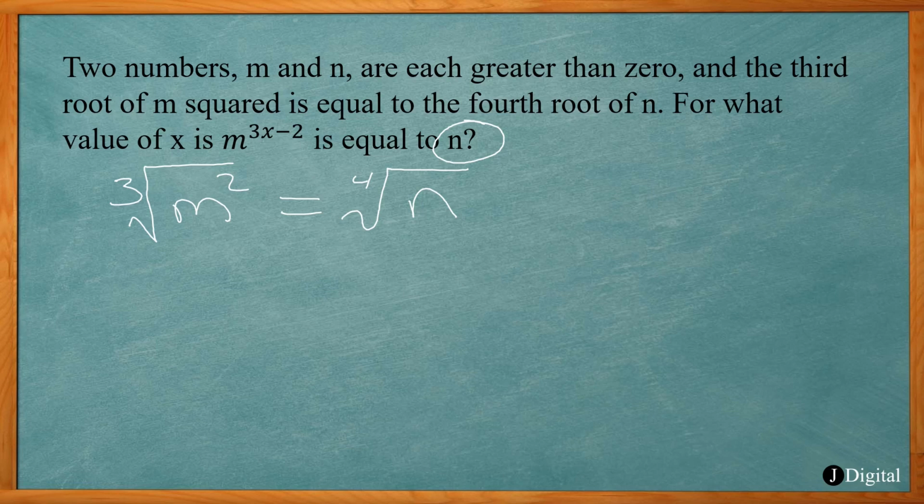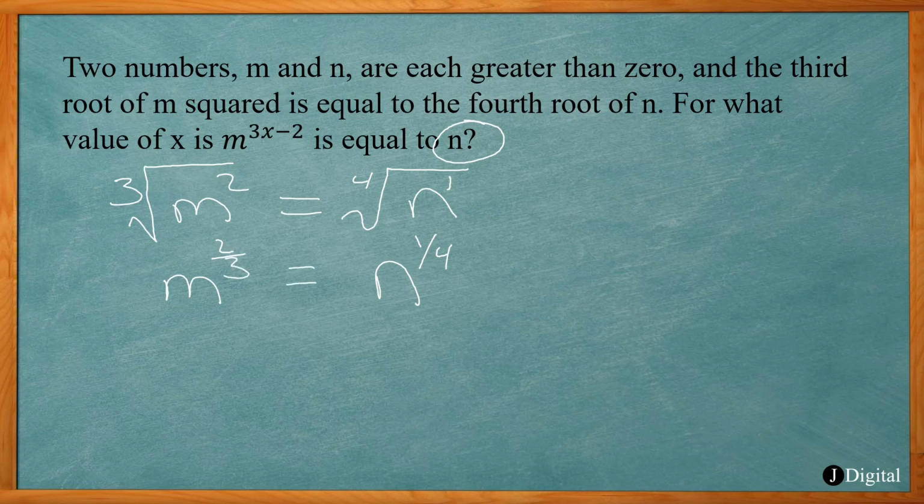Now, to write these in exponent form instead of radical form, the fourth root of n is the same as n to the 1/4 power. So the numerator is the exponent on the variable, and the denominator is the root. So n to the 1/4 power, and this side will be m to the 2/3 power.